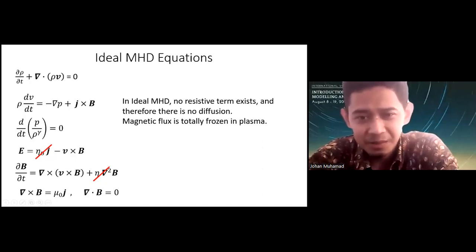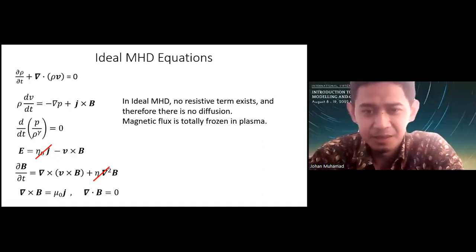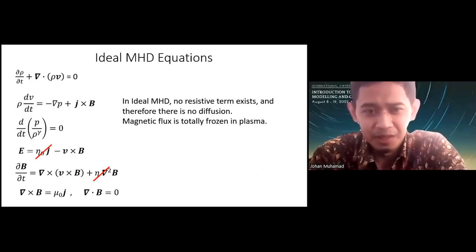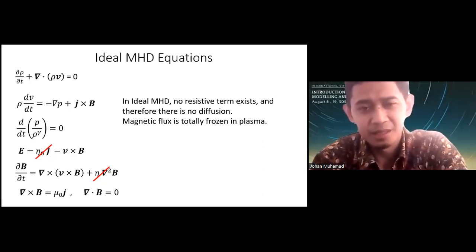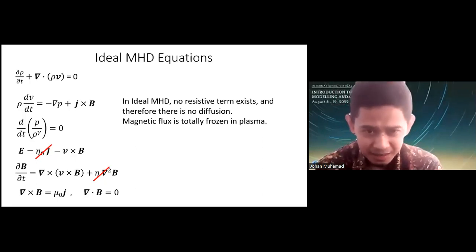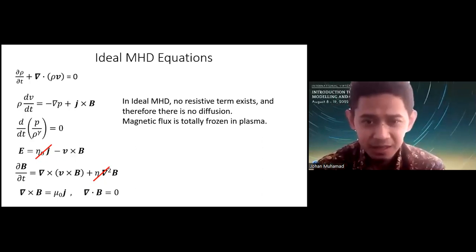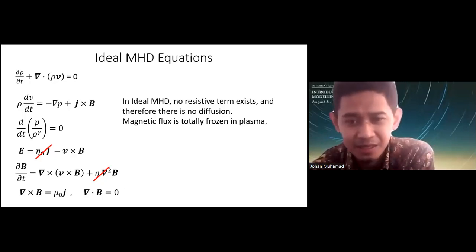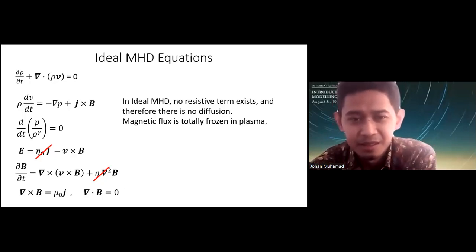I already mentioned what the meaning of diffusion and ohmic dissipation is. Ohmic dissipation or diffusion means that the magnetic fields can interact with each other, especially when two opposite magnetic fields reconnect, and then some of the energy changes to other forms of energy. Then that means that we have a resistive term. In ideal MHD, there is no resistive term.